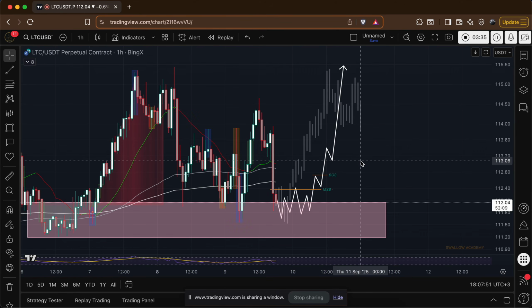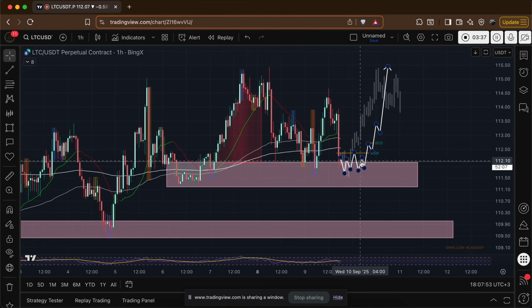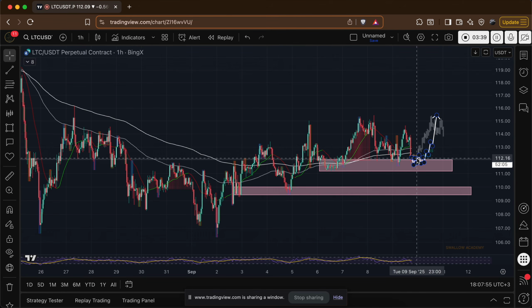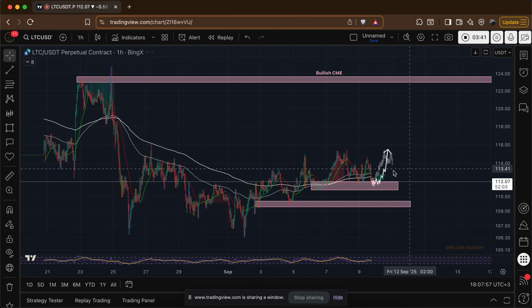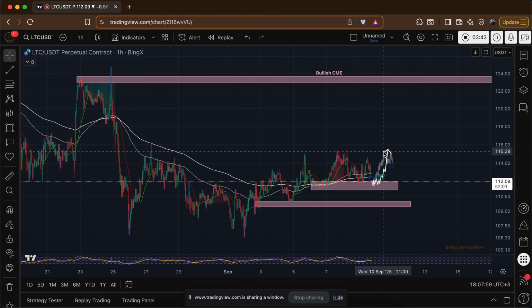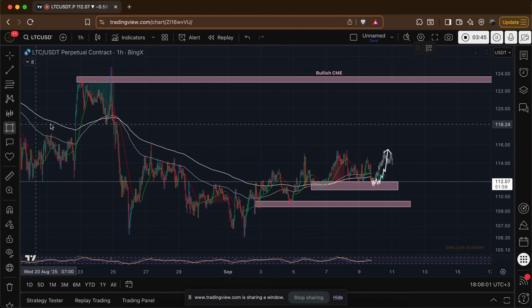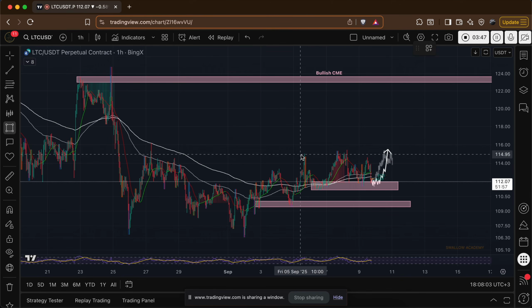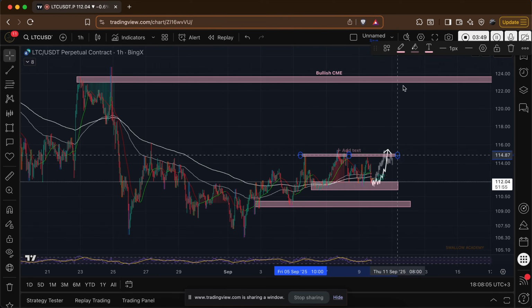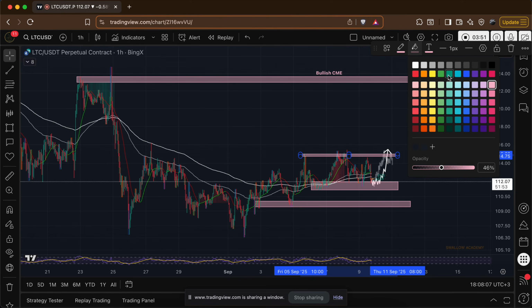So eventually that's it, there's not much more to say. Still looking for a potential MSB to form in this region. As soon as we get the MSB, we would set a target area for us in this zone here. So that will be the target zone. Going to mark it as green.